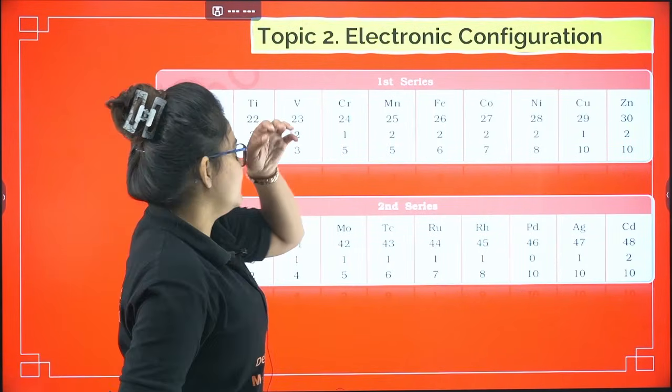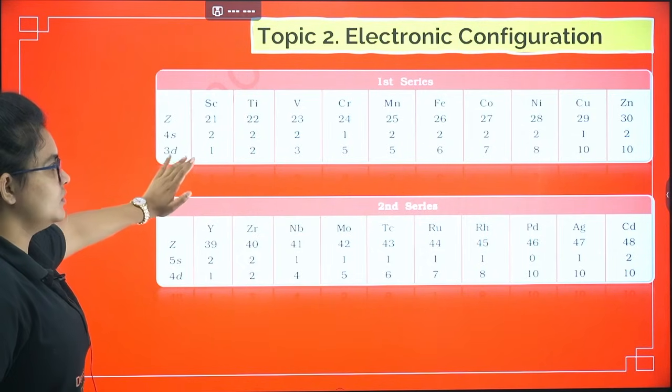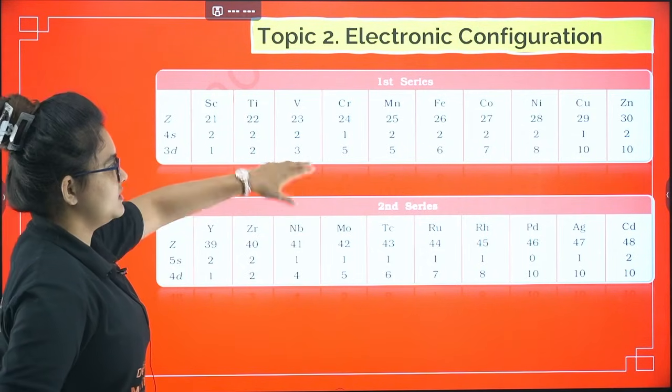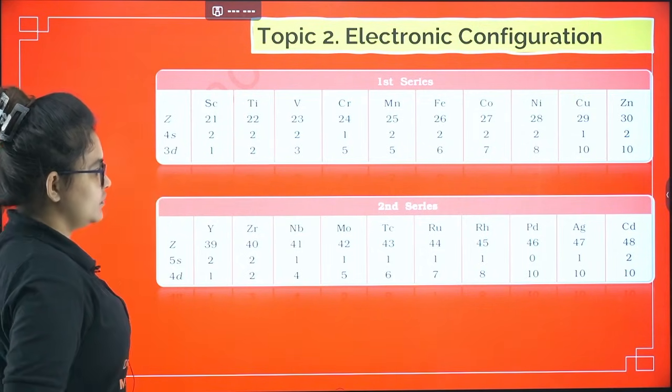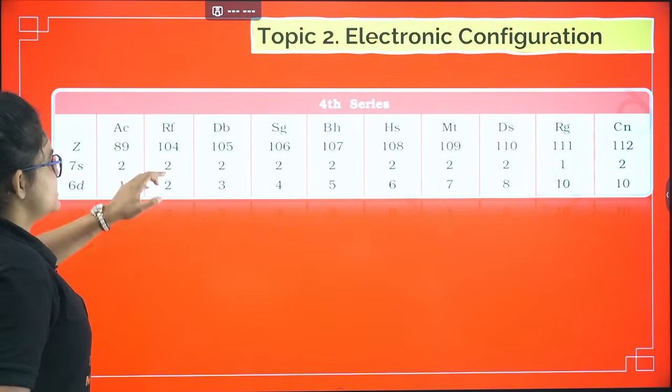Next, this is the electronic configuration that is given there, you can just have a look at it. Chromium, manganese, these are very important, just have a look at it. I guess it's clear to you. Let's proceed further. This is the 4th series.